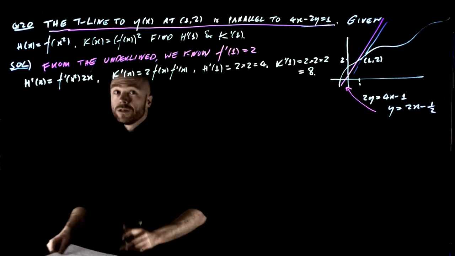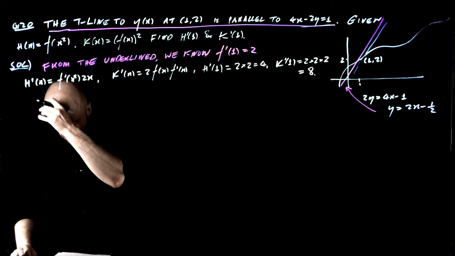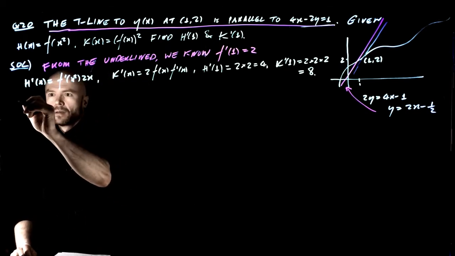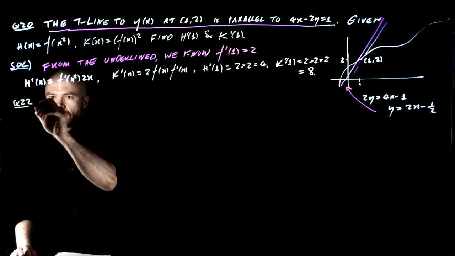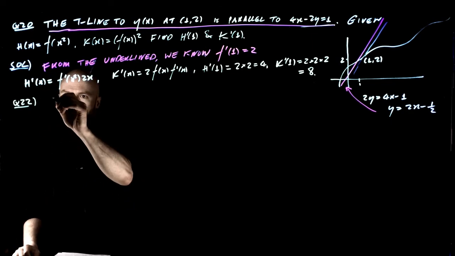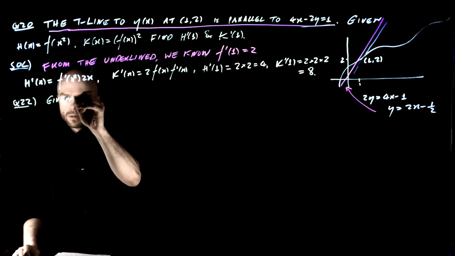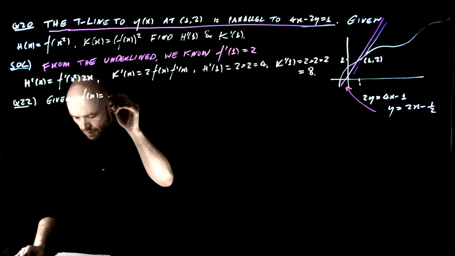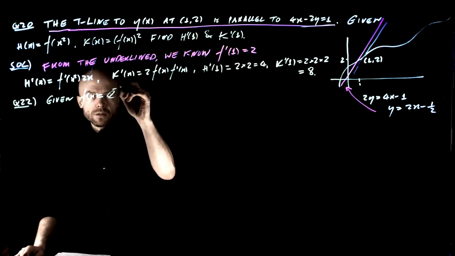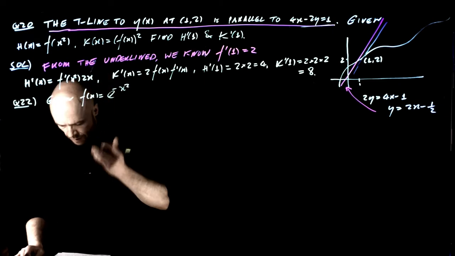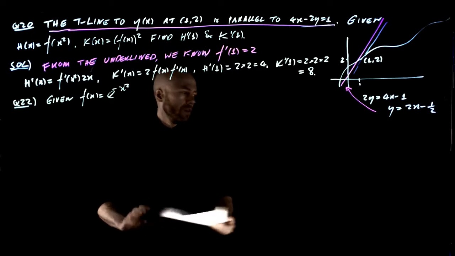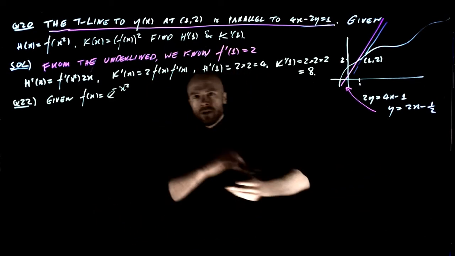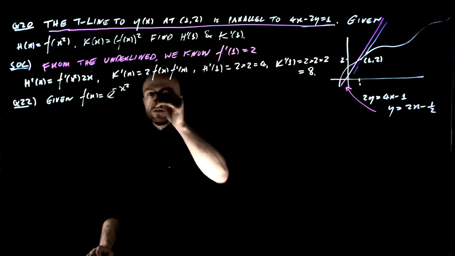Okay, question 22. So given f of x, which is equal to e to the minus x squared, then it's asking us for all the standard stuff: increasing, decreasing, local max, local min, concave up, concave down, so basically sketch this thing.